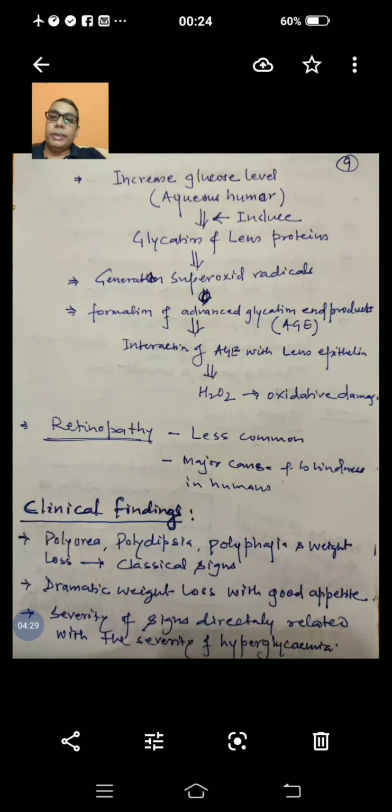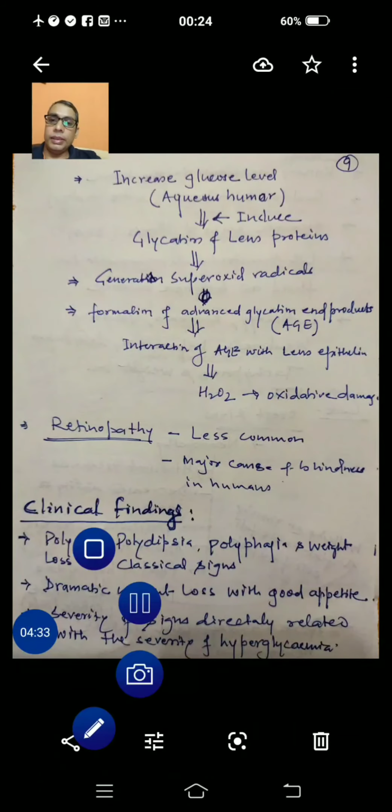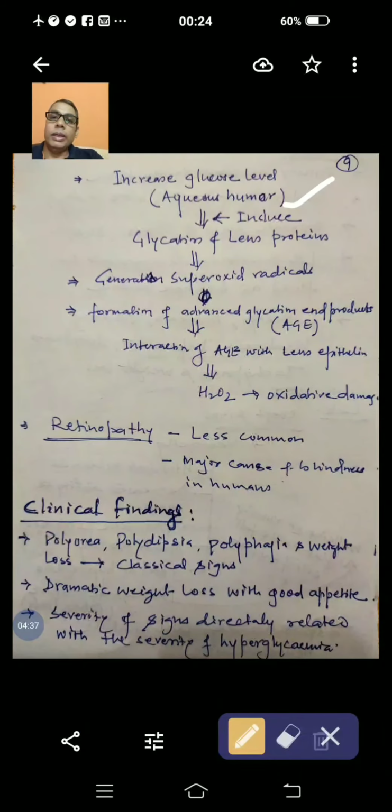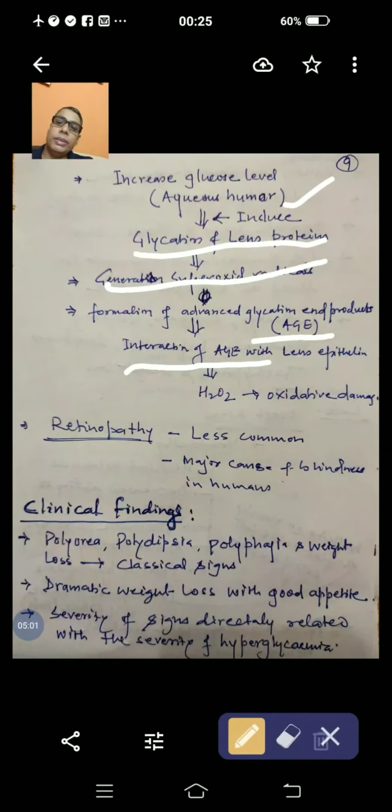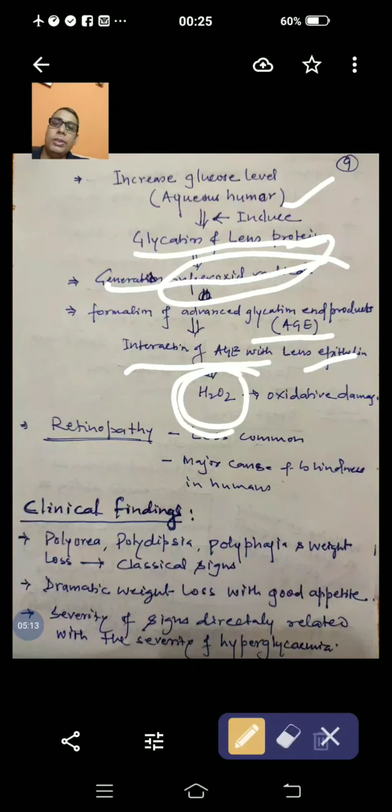Another mechanism for the lens damage is the increased glucose level, and this increased level of glucose in the aqueous humor induces glycation of lens protein. One more hypothesis, and this glycation of lens protein is associated with generation of superoxide radicals, and ultimately formation of advanced glycation end products, that is AGE. The interaction of this AGE with lens epithelium leads to further production of H2O2, hydrogen peroxide, and ultimately both this superoxide generation and H2O2 are associated with oxidative damage to the lens. So these are the possible reasons for development of cataract in dogs.